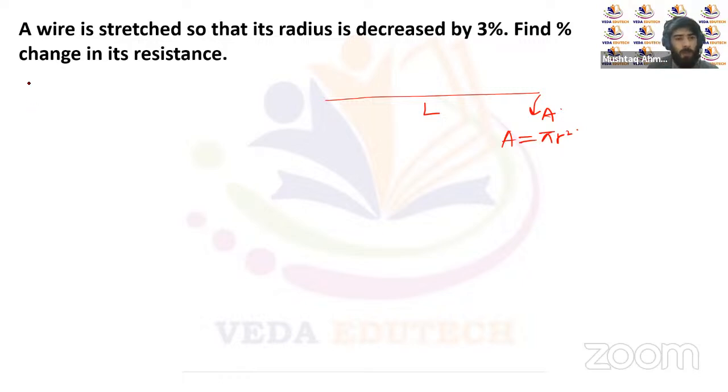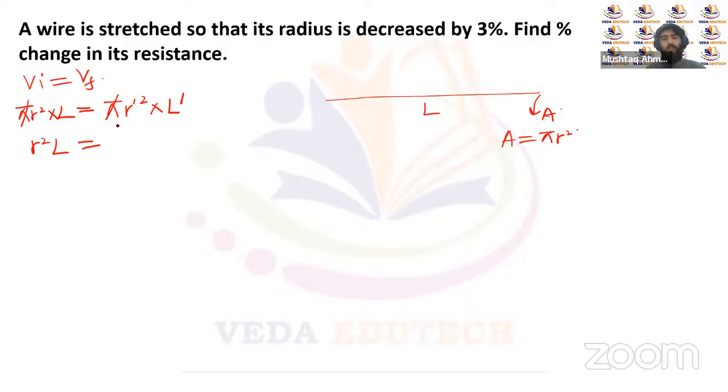So we know that the initial volume has to be equal to the final volume also. The initial volume is pi r square multiplied by the length, and the final volume is pi r dash square multiplied by the final length, let me call that L dash. Pi and pi will get cancelled, so it will be r square L, r dash square. So it has been decreased by 3%, right?